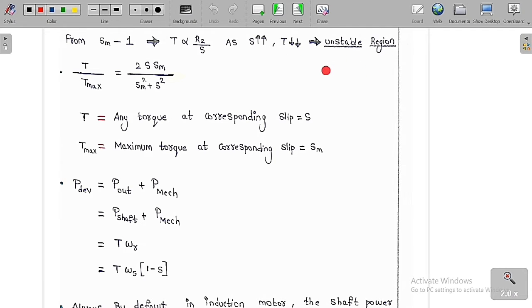These things I have already told you. In the stable region, as the slip increases, torque increases, whereas in the unstable region, as the slip increases, the torque decreases.